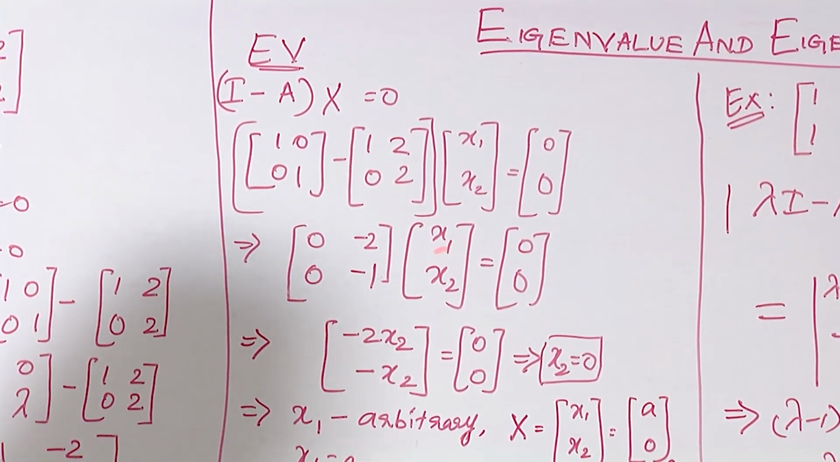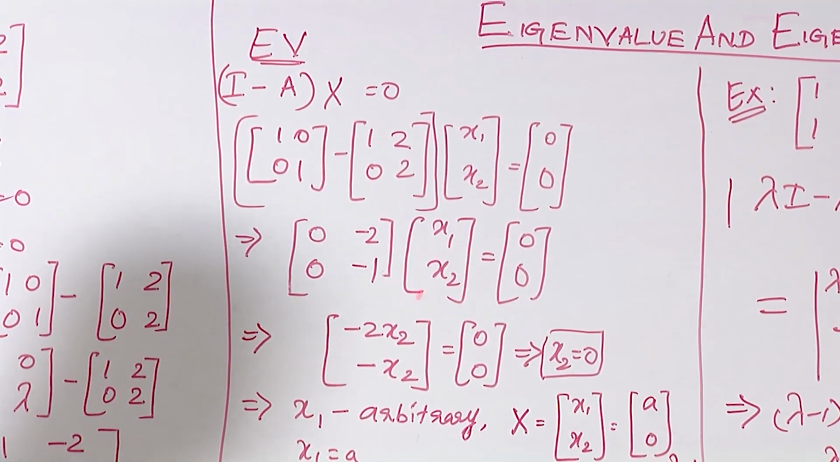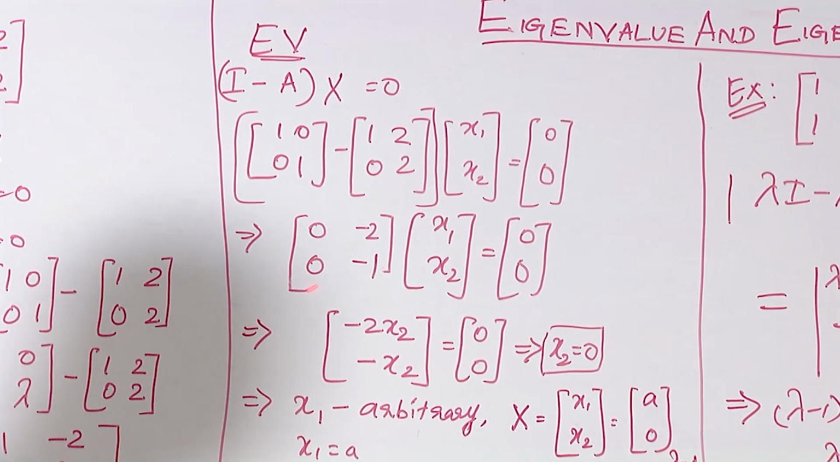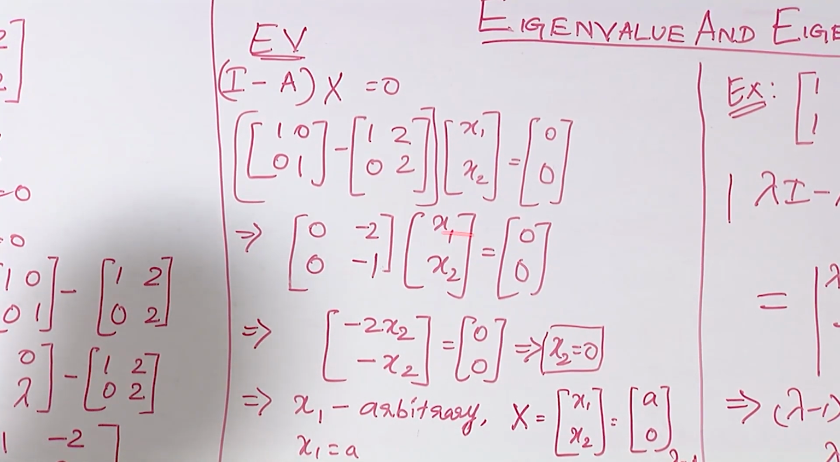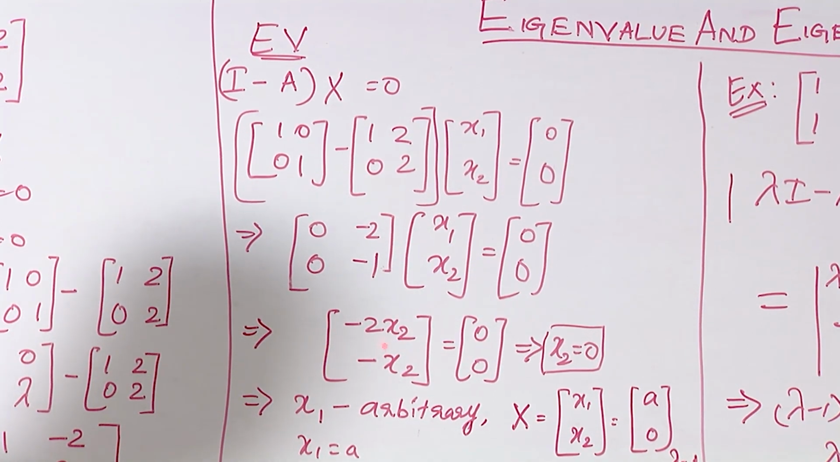And if you find the product of these two matrices, this is a 2 by 2 matrix and this is a 2 by 1 matrix, so you can find the product. If you find the product of these two, you have minus 2 x2 and minus x2 is equal to [0; 0].